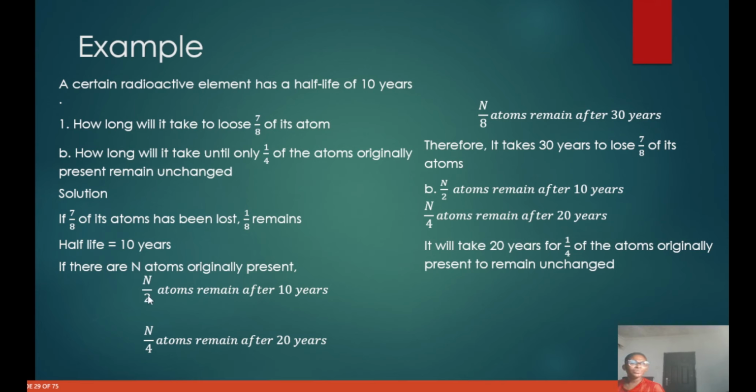N over 8, because it's a multiple of 2. 2 times 2, 4. 4 times 2, 8. Are we getting that? So this is it now. The atoms that will remain is going to be n over 8 after 30 years. N over 8 of the atom. So therefore, it takes 30 years to lose 7 over 8 of its atoms.